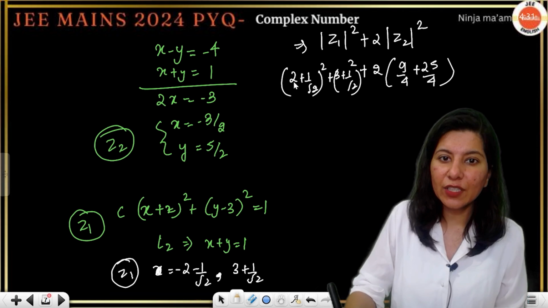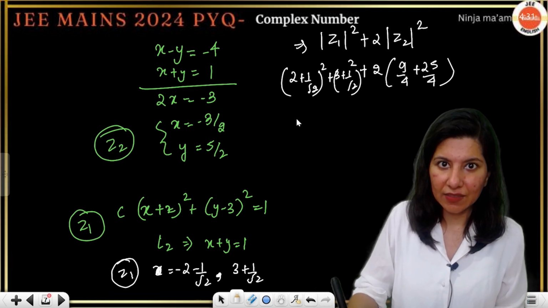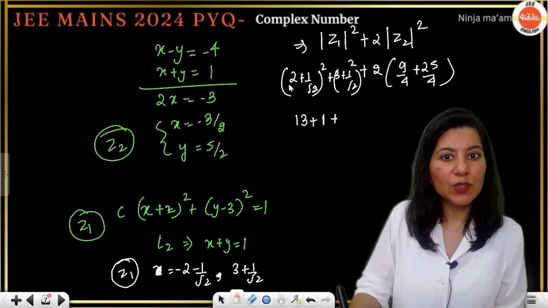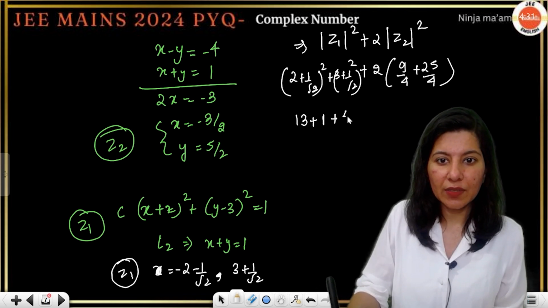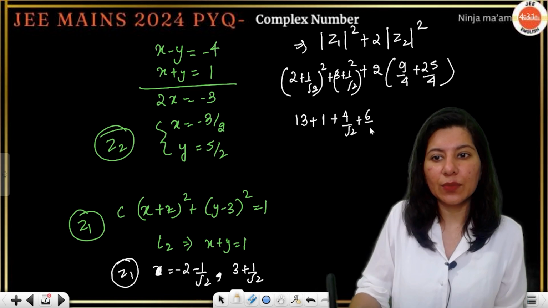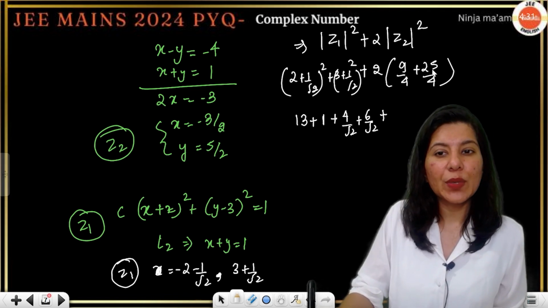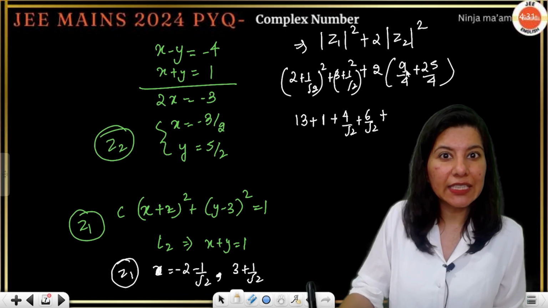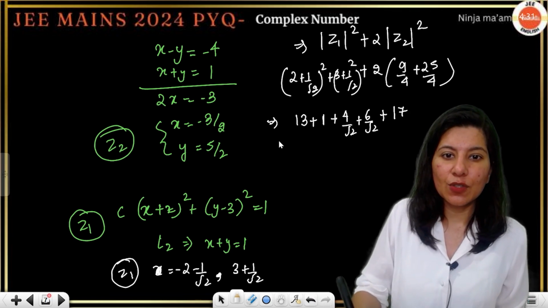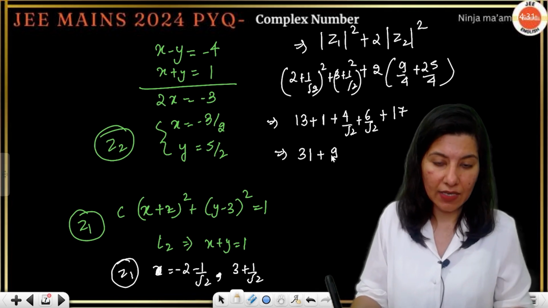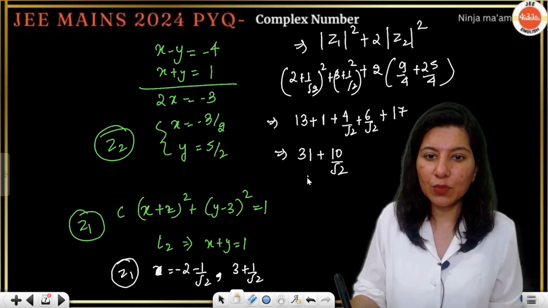So if you solve it, 4 plus 9, 13, plus 1 by 2 plus 1 by 2, plus 1. Here it will be 2 2s are 4 by root 2, and this is 6 by root 2. Now this will be what? 25 plus 9, 34, right? 34 by 2 is 17. So now this is 31 plus 6, 7, 8, 9, 10. 31 plus 10 by root 2 is your answer.